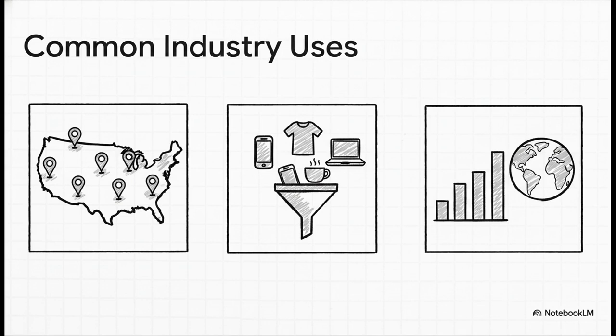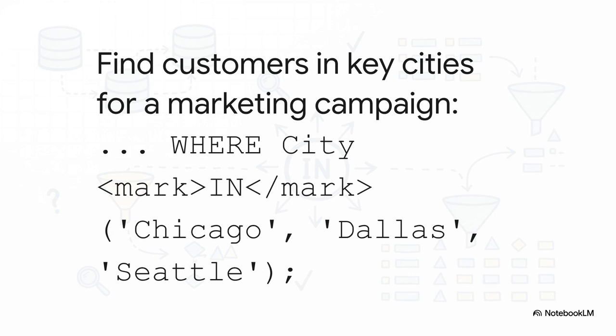In the business world, the IN operator is everywhere. Analysts use it to pull customer data from key sales territories, to filter products for a big marketing push, or to analyze performance across specific departments in the company. For example, a marketing team getting ready for a campaign in Chicago, Dallas, and Seattle could use this exact query to get a targeted customer list. It's fast, it's efficient, and it gives them exactly the information they need.